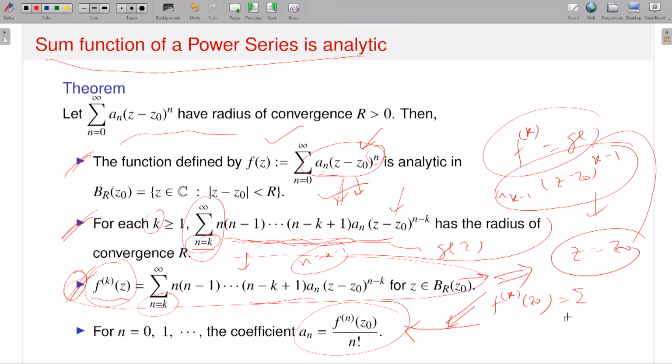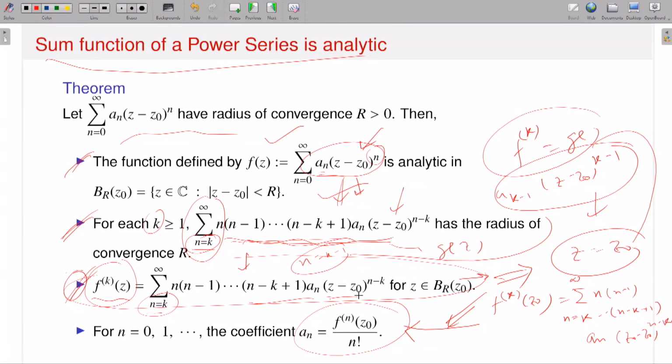This is the sum over n from k to infinity of n times (n minus 1) up to (n minus k plus 1), a n, and then (z minus z naught) to the power n minus k, where I am putting z equal to z naught. Now you see, if I take n equal to k, then (z minus z naught) to the power k minus k will be 1. Therefore there should not be any factor of z minus z naught.